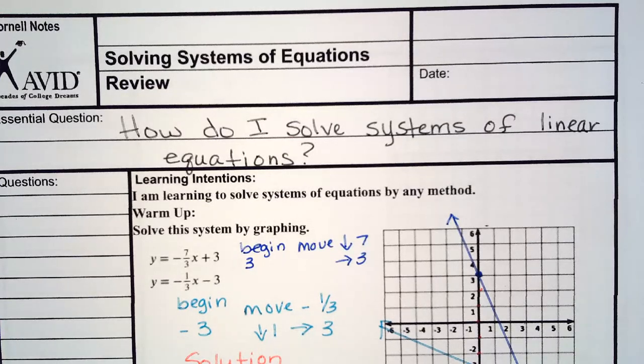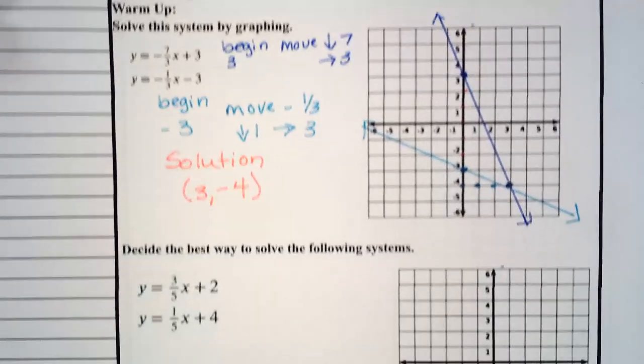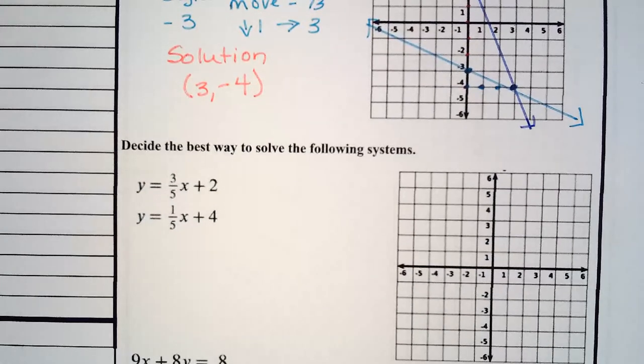Okay, so as we're looking at this, we always are trying to see if they intersect, or if they're the same line, or if they're parallel. Because your solution to the systems are the point or the points in common. Sometimes it's easier to solve systems by substitution, sometimes by elimination, and sometimes by graphing. Graphing you have to be very accurate with.